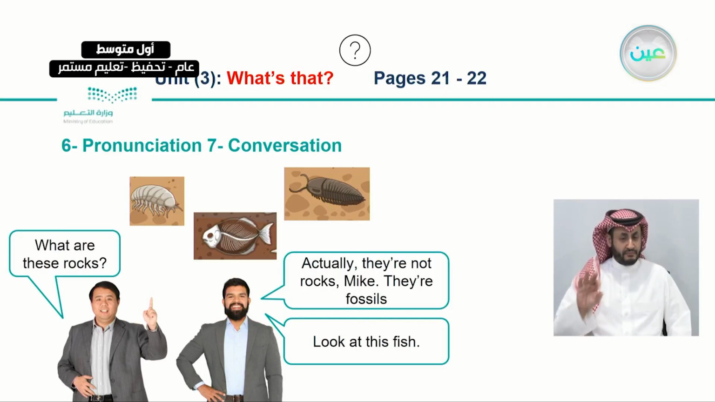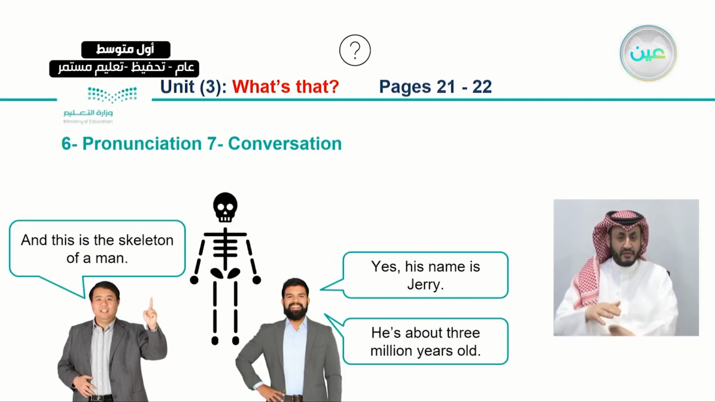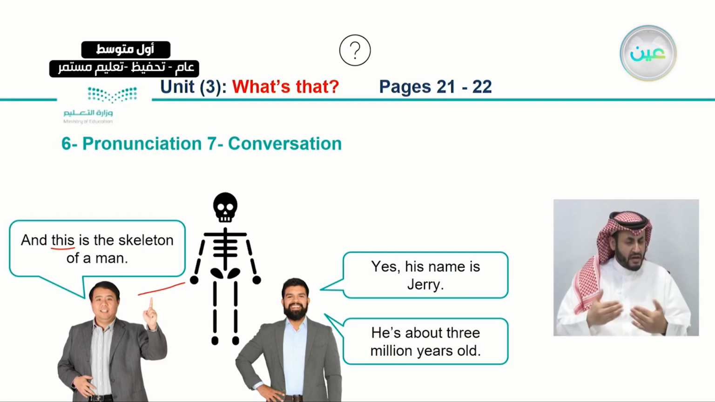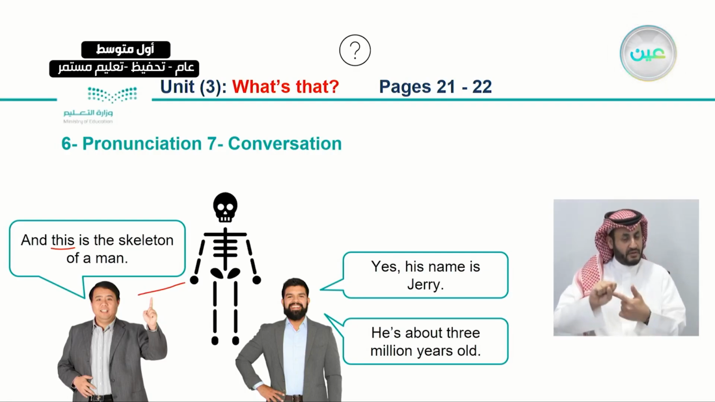What are these rocks? Actually, they are not rocks, Mike. They are fossils. Look at this fish. And this is the skeleton. Do you think the skeleton is far or close by the speaker? It's only singular and it's close. How can I tell? He didn't say that, he said this, right? Yes, his name is Jerry. He's about 3 million years old.